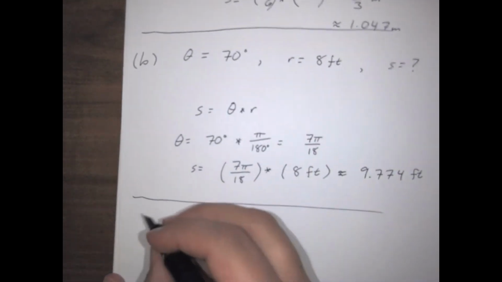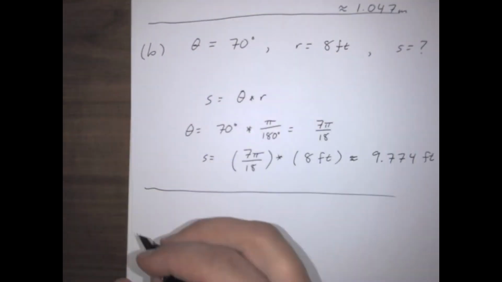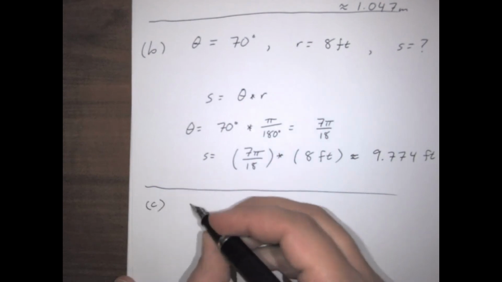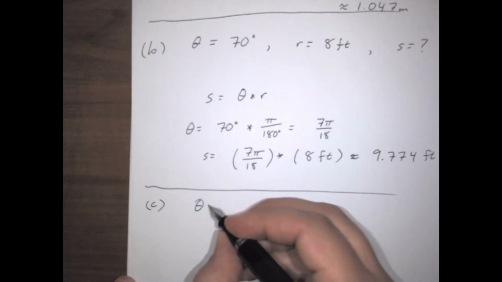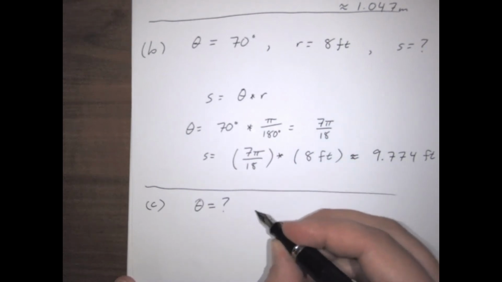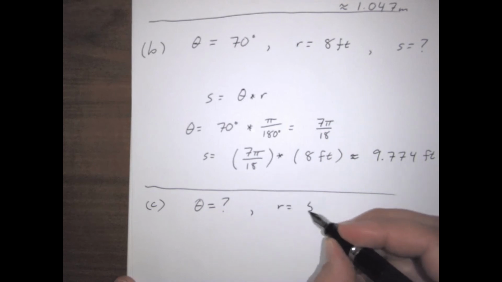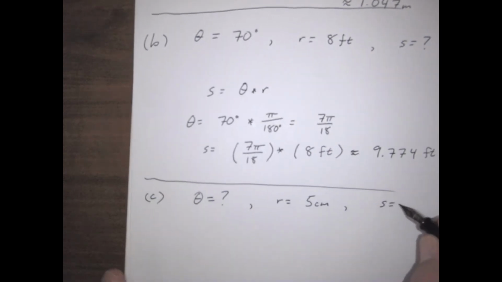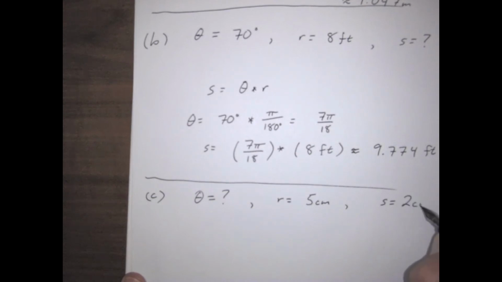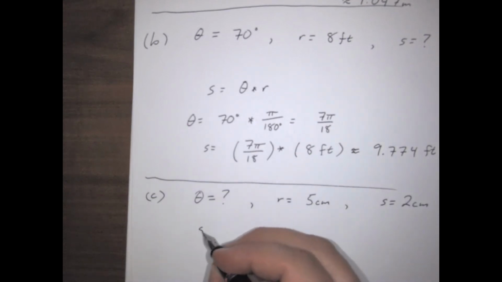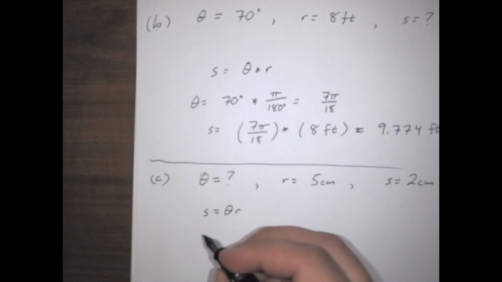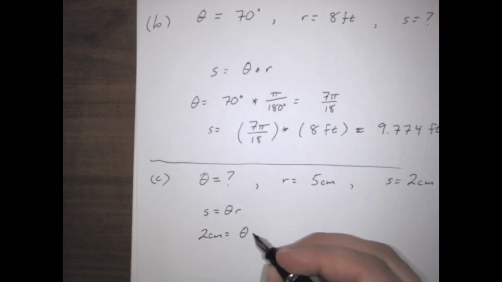So what if the part that's missing is not the S? What if you have the S? So let's say theta equals mystery. R is equal to 5 centimeters, and S is equal to, I don't know, 2 centimeters. Well, once again here, we'll just take the equation, put the parts that we know in. So theta times R, so in other words, 2 centimeters is equal to mystery theta times 5 centimeters.